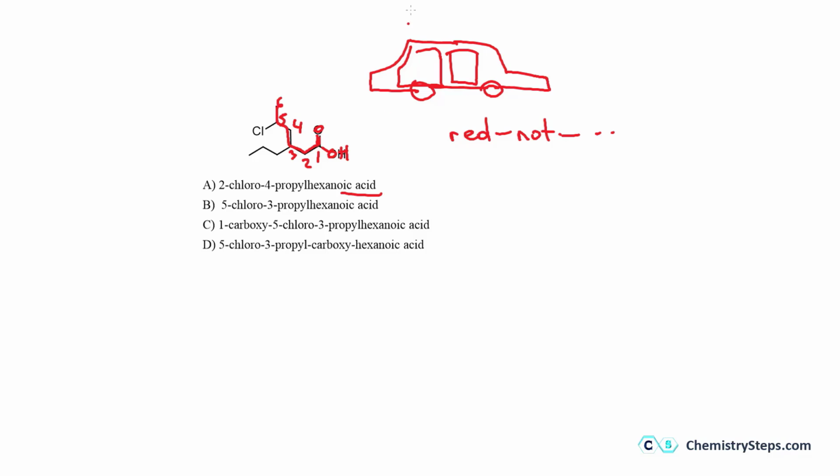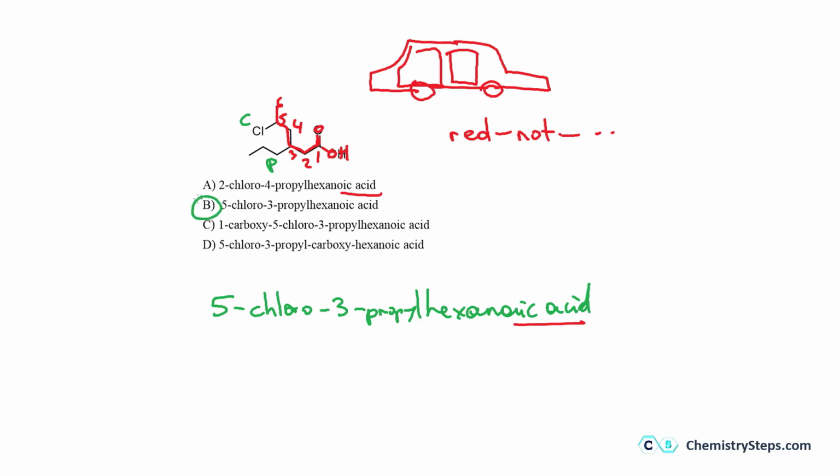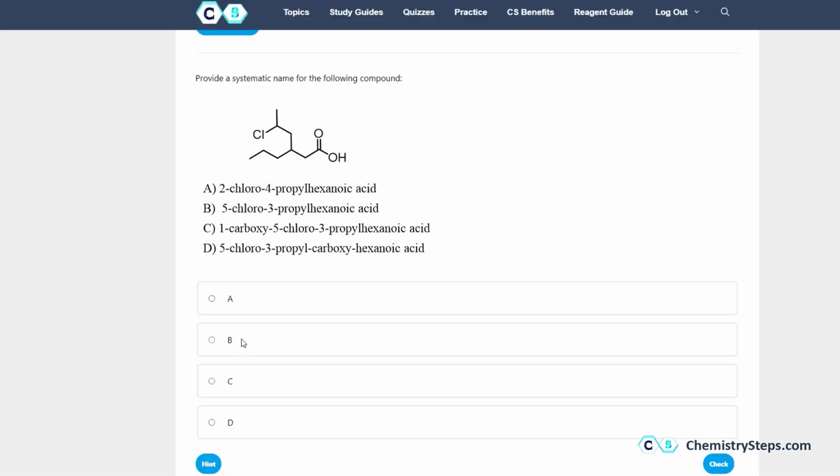Then therefore, what we're going to do is list the substituents alphabetically. So it's C, and we have P. I'm going to put the chloro first. So chloro is on position 5, and therefore it's going to be 5-chloro. Then here we have a propyl, so that's 3-propyl. We have 6 carbons, so therefore that's a hexanoic acid. Again, the important part is that the suffix comes from the fact that it's a carboxylic acid functional group. And this corresponds to option B. Let's go ahead to the quiz and check B.